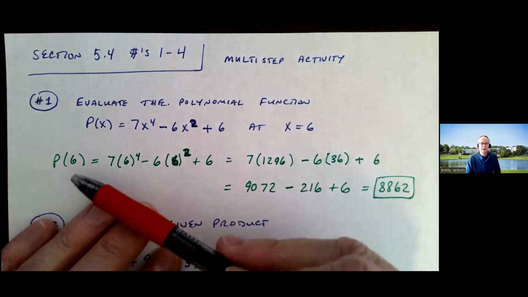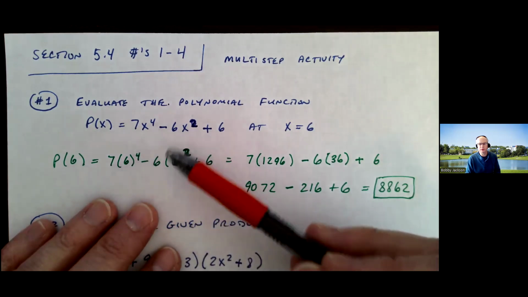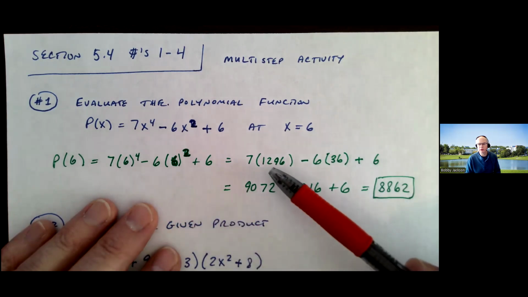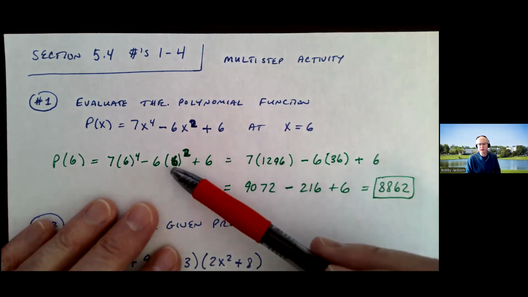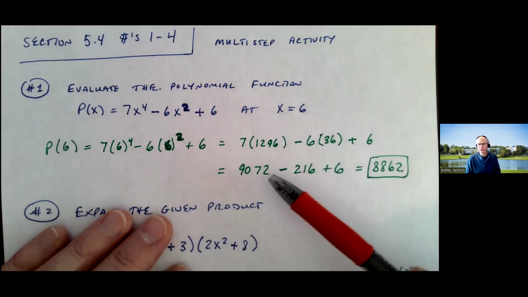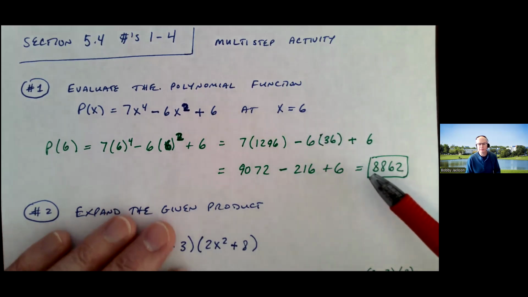Hopefully everyone's good with this, right? We simply plug in by replacing x with 6 everywhere, and then we do the evaluation. 6 to the fourth power is 1,296. 6 squared is 36. I multiply here and here, and then I subtract and add, and we get the output to this function. So input 6, output that.